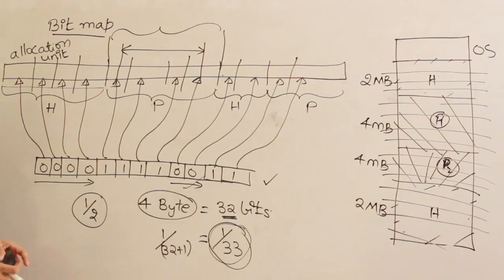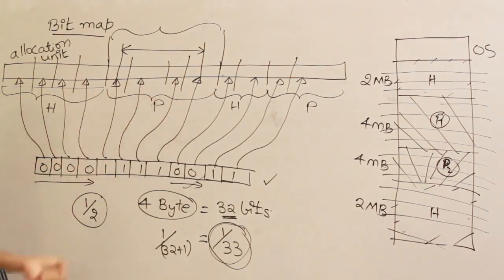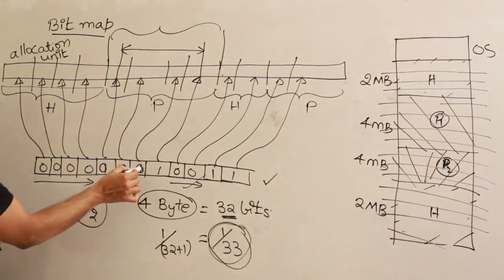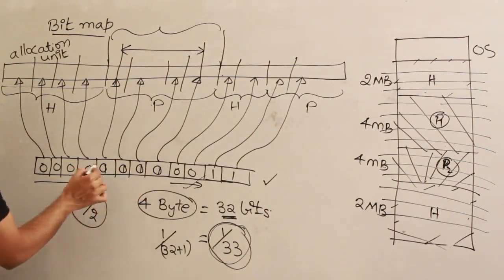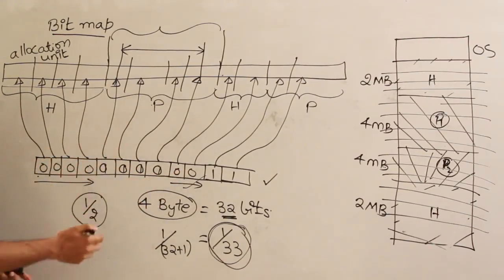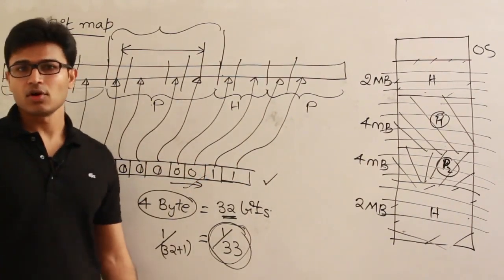One advantage is, in case one of the processes gets freed, let us say this process got freed, then you have to simply make all these ones zeros, isn't it? Therefore, you need not worry about concatenating the two holes adjacent to it. They will automatically get concatenated. So whenever any process gets freed, it will automatically get merged with the hole adjacent to it. You need not do anything, right?